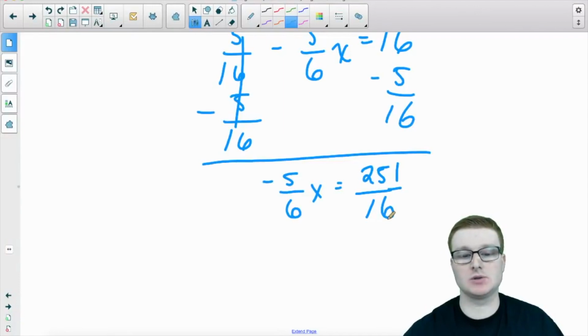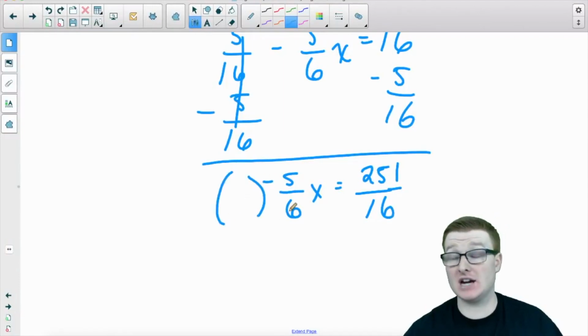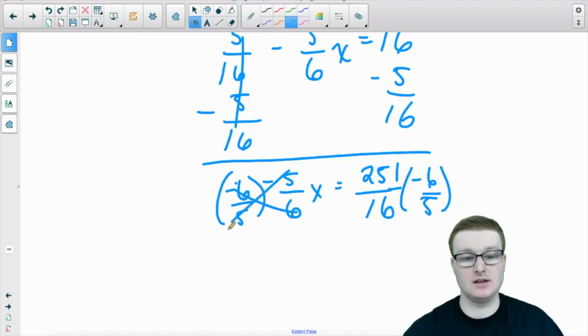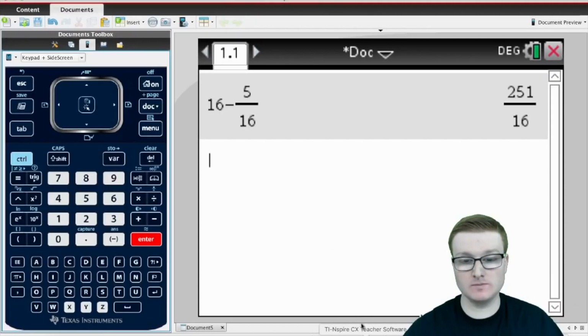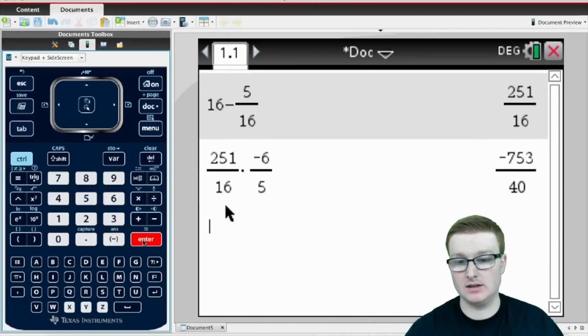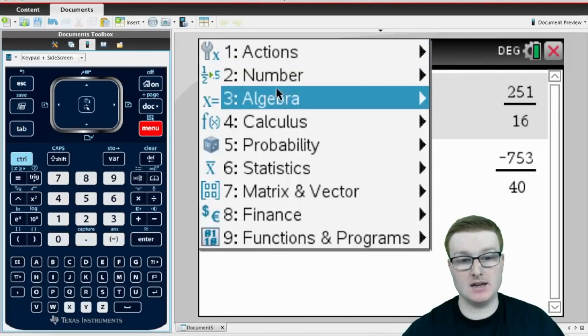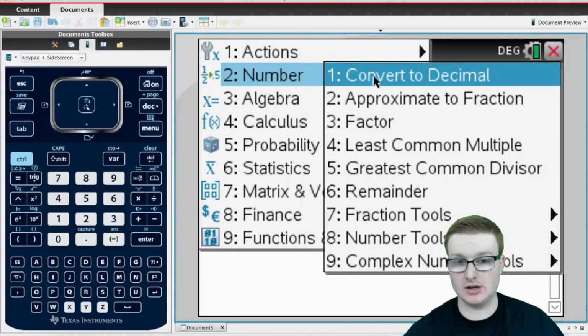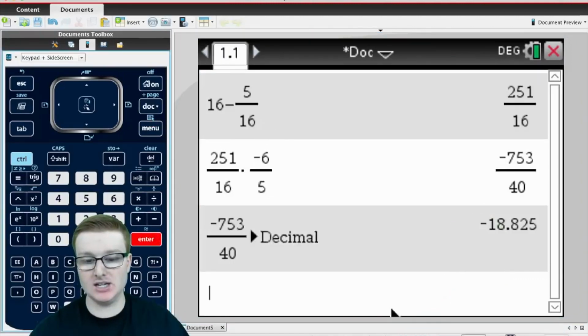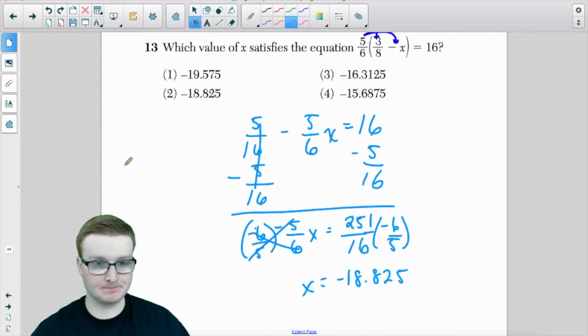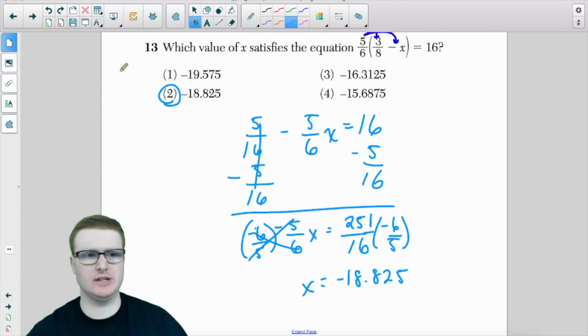And now we're just going to multiply by the reciprocal of that fraction to get rid of it. So we multiply by negative 6/5. Cancel those out, and we get x is equal to, let's go multiply, control division, negative 6/5. We get negative 753/40. Convert that to a decimal, and we get negative 18.825. Is that answer up here somewhere? And it is. Your answer is choice 2.